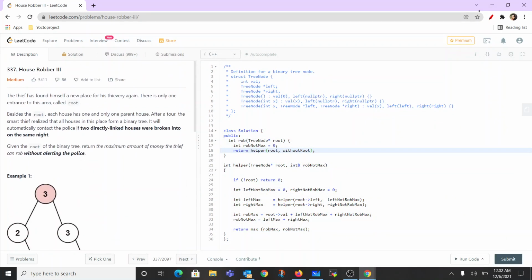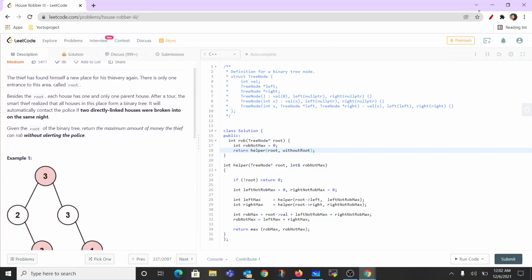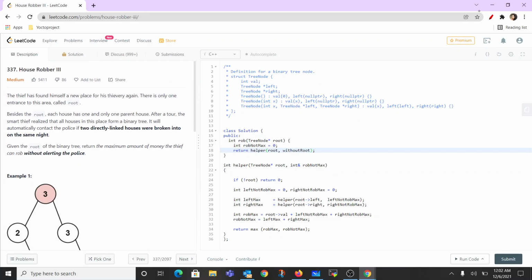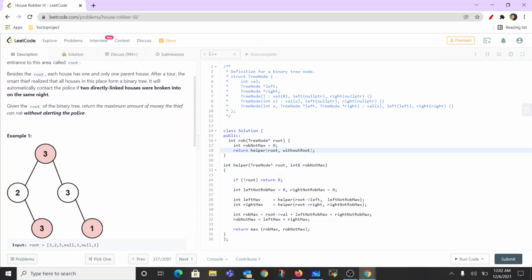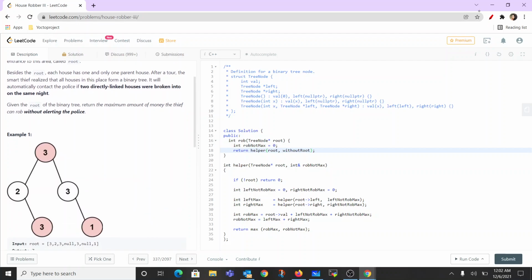Hello everyone, so today we are going to do the LeetCode Daily Challenge, House Robber 3. This is one of the variations of House Robber 1 and House Robber 2. In House Robber 1, we were required to skip the adjacent houses, and that was in the form of an array. House Robber 2 I haven't done yet, but in House Robber 3, here we are given a tree.